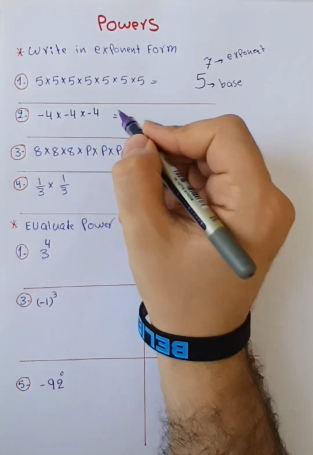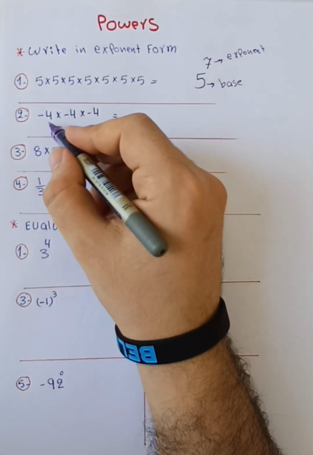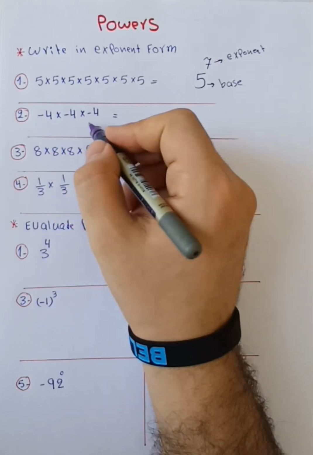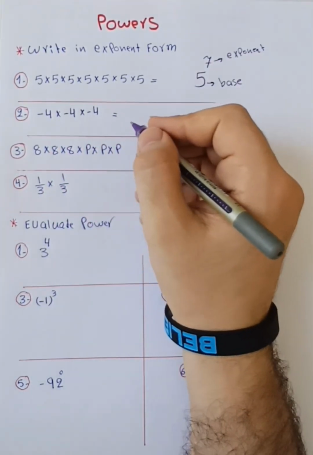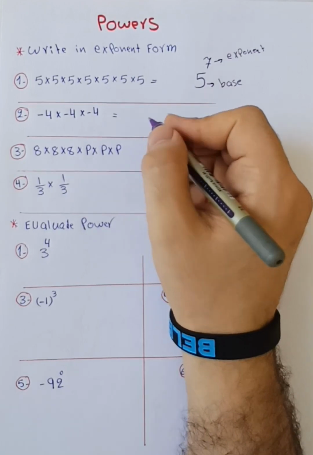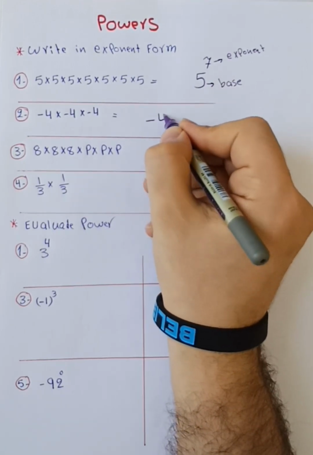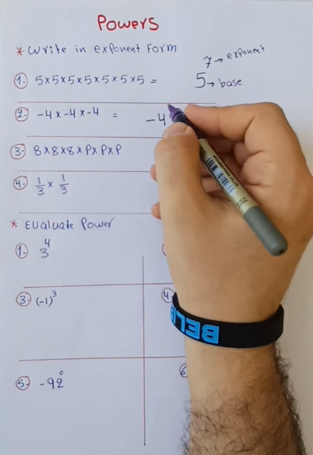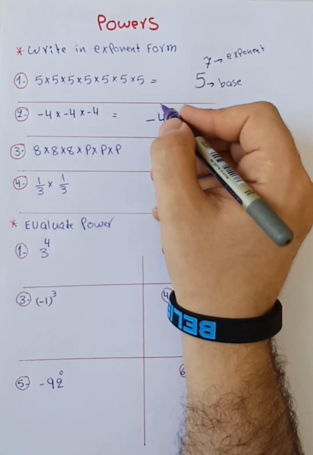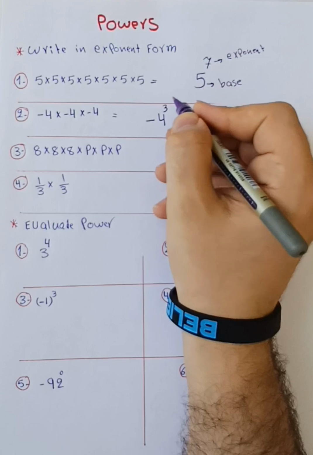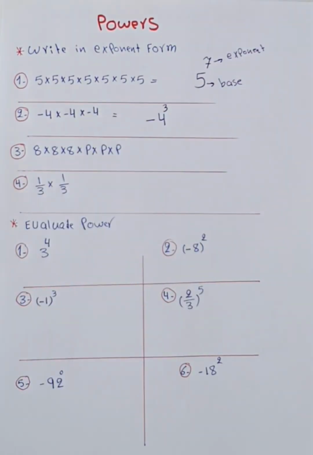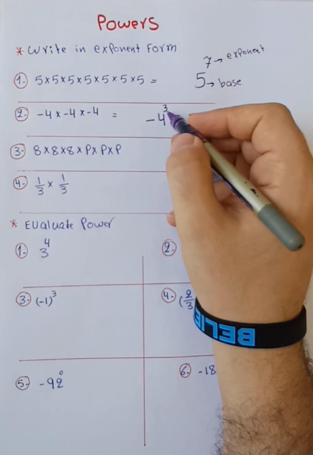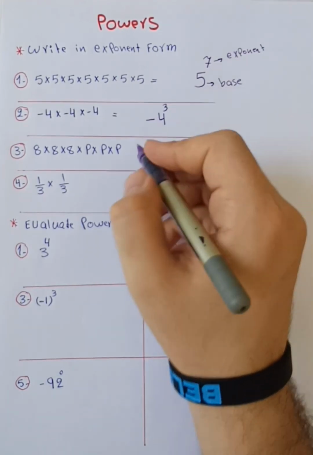Example number 2, we have negative 4 multiplied by negative 4 multiplied by negative 4. So we can say the base is negative 4, and for the exponent we have 1, 2, 3 negative 4s, so you have to write 3 as the exponent. So the exponent form is 3rd power of negative 4.